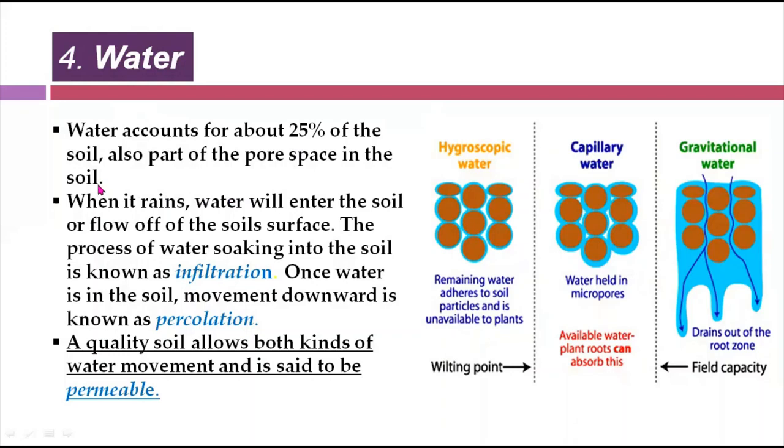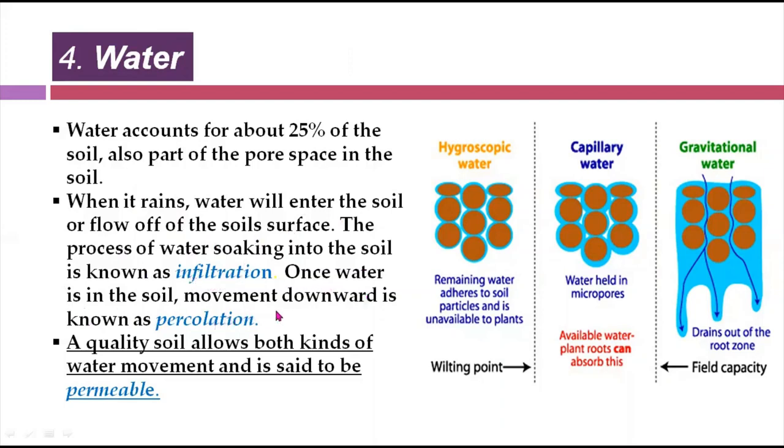तो ये 25% पानी मौजूद होता है, यानी कि जमीन में होता है, यानी जमीन का हिस्सा है. Also part of pore space in the soil. So when you look at the soil, it contains pores, यानी उसमें space होती है, pores होती है, and those pores are filled by the water. When it rains, water will enter the soil and flow off of the soil surface. The process of water soaking in the soil is known as infiltration. So once rainwater falls on the ground, it starts to go inside the earth through those pores, and this process is called infiltration.